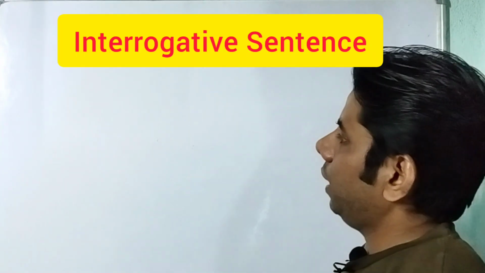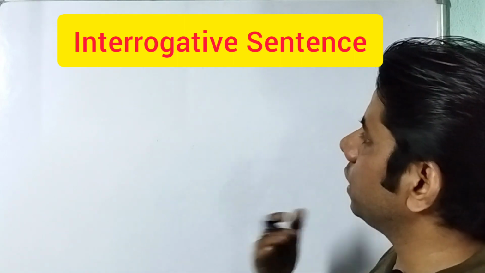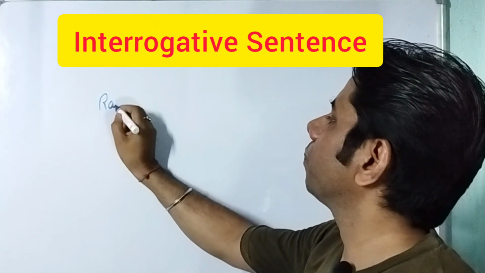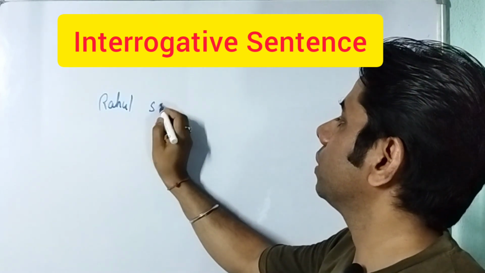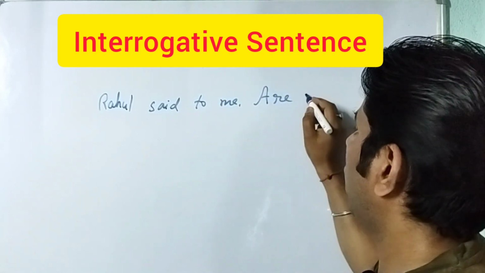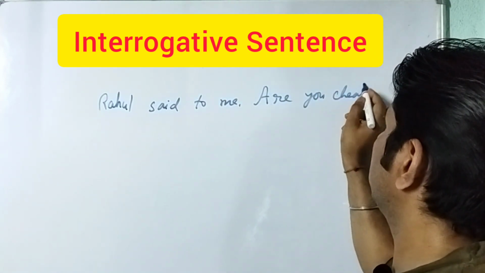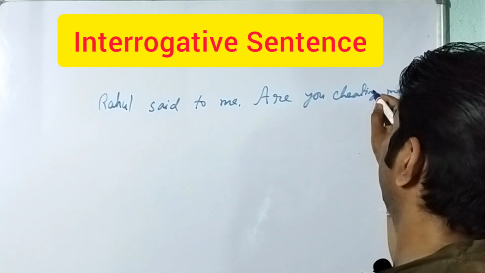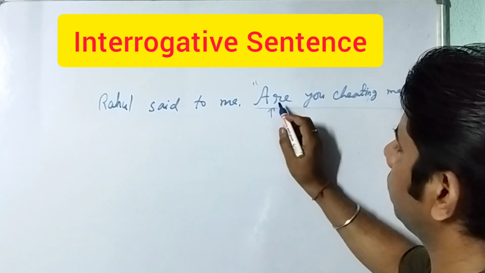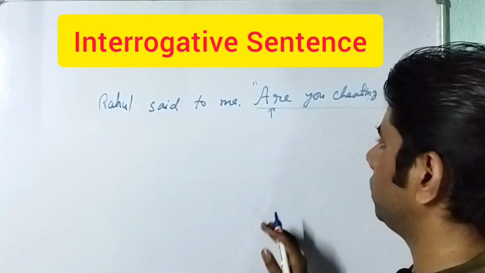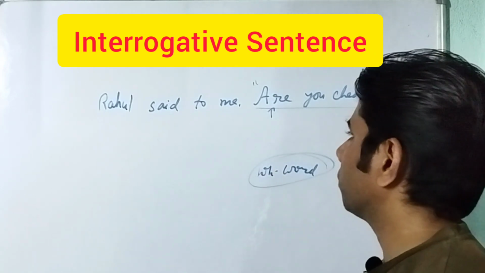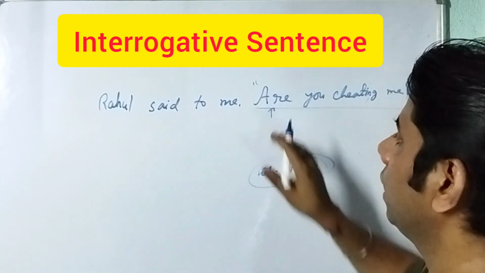If you see the interrogative sentence, then how will you change it? Just like I'm giving you one example: Rahul said to me, are you cheating me? Listen carefully. At first I'm giving you the example of an auxiliary verb, after that I will give you the example of a WH word interrogative sentence.